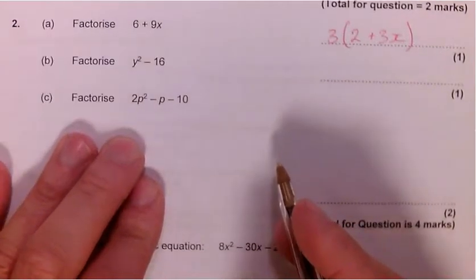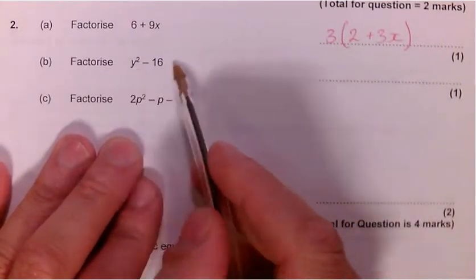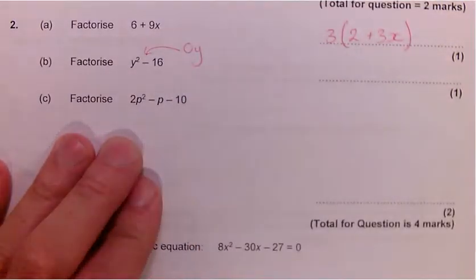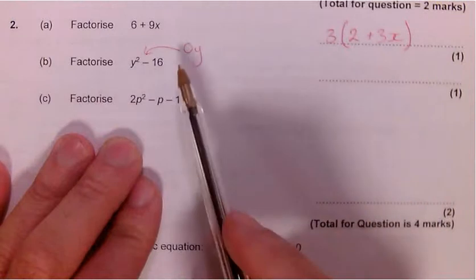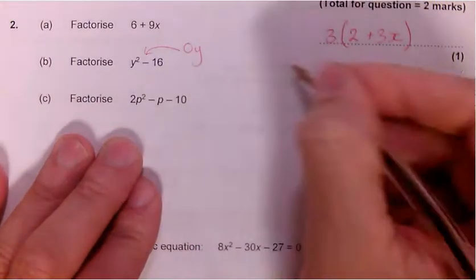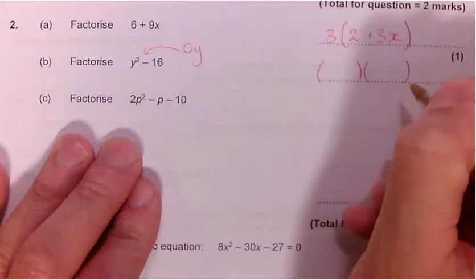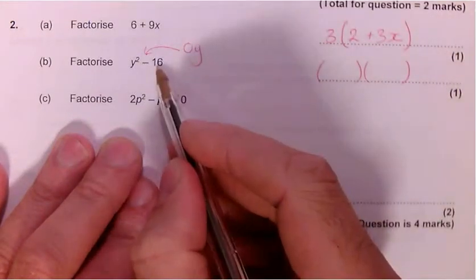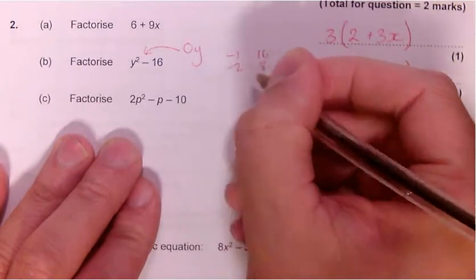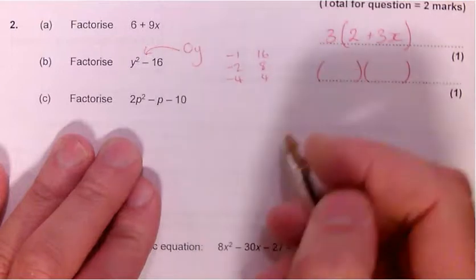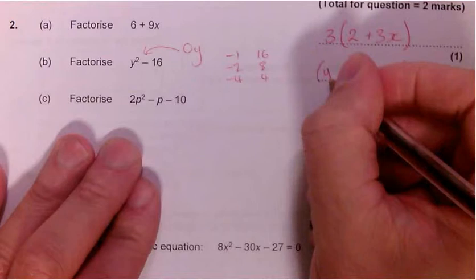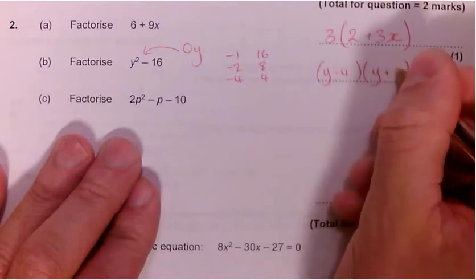2b, factorise y squared minus 16. Now this is a quadratic, and what you can't see there is a 0y. So we want two numbers that multiply to make negative 16, but add to make 0y. It's two brackets. Two numbers that multiply to minus 16, it could be minus 1 and 16, it could be minus 2 and 8, it could be minus 4 and 4, or any other combination, but minus 4 and 4 would add up to make 0y. So it's going to be y minus 4, y plus 4.